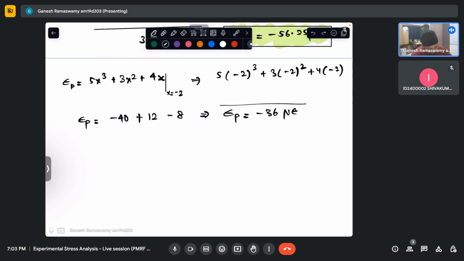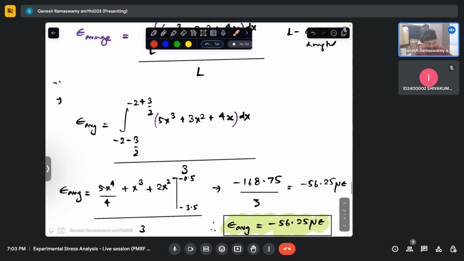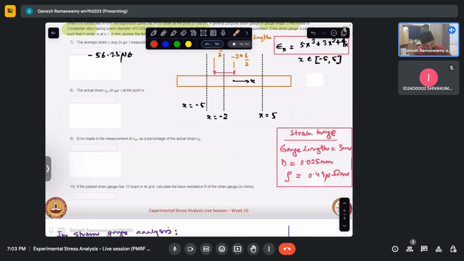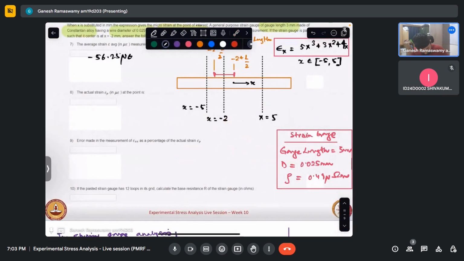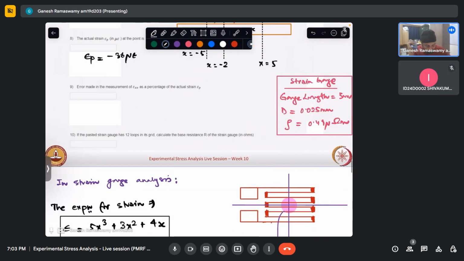This is what our analytical expression gives us. Whereas what is the strain gauge measuring? Here we see that the strain gauge is actually measuring minus 56 instead of minus 36. Why is this? Because over the length of the strain gauge there is a sharp variation. So there is some error that is involved here. So epsilon t is actually minus 36 microstrain. So that is what is asked.